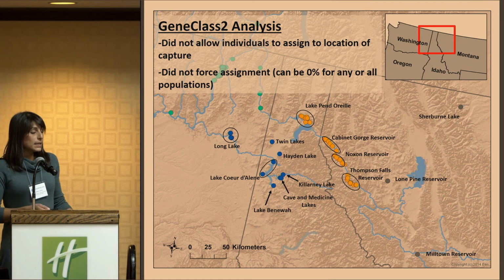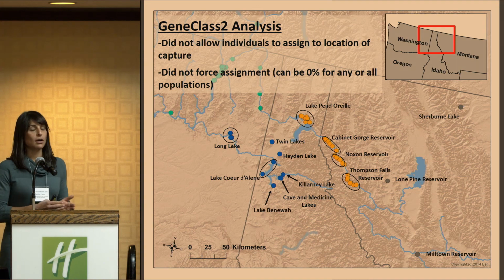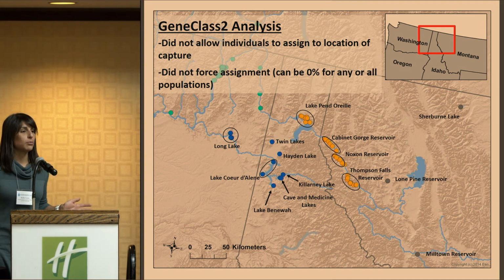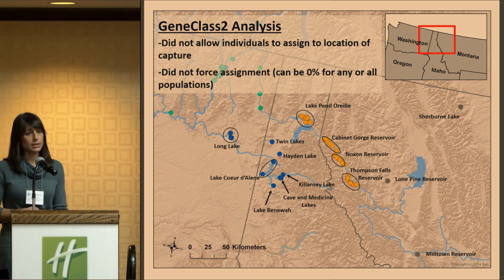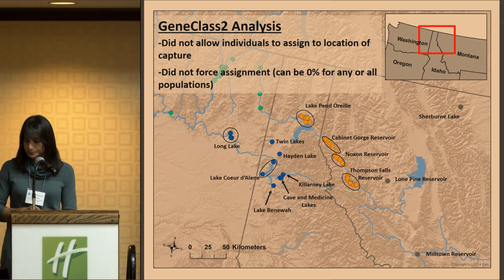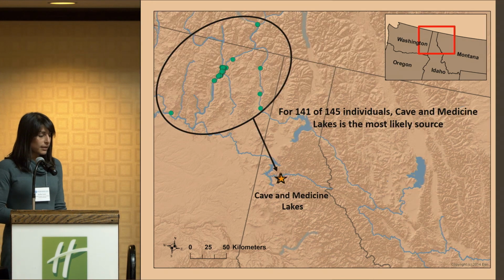Secondly, we did not force assignment. So we did not say that you have to assign to one of these populations and all of these populations are the only populations you could have come from. If the probability of assignment was unlikely, it's possible that some fish could assign with a 0% probability to any single source population. All right, and this is what we found.